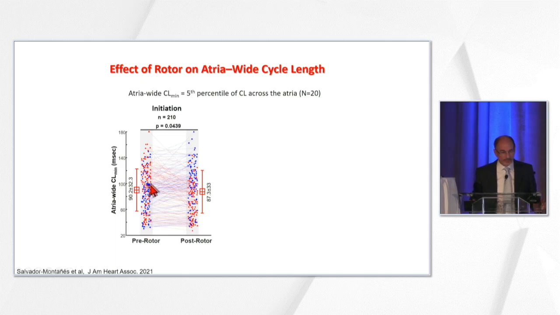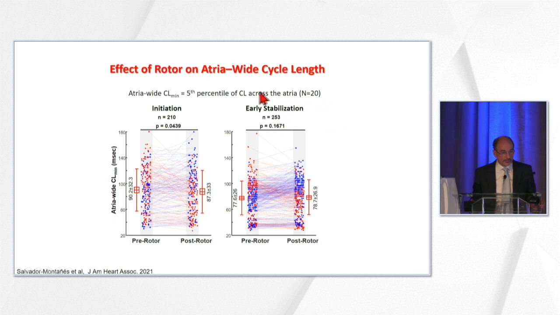But there are many others in which there was deceleration, or at least no acceleration, the blue ones. Overall, there is a net effect of acceleration from about 90 milliseconds to 87 milliseconds. Just a tiny, tiny change in cycle length. But when you have many, many rotors, those accumulate, and the difference was significant.